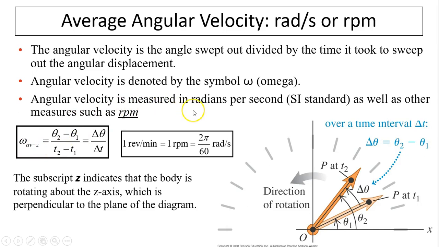Angular velocity also can be measured in RPM. So in this equation, it's radians per second. RPM is revolutions per minute. In one revolution, there are 2 pi radians, and 1 minute has 60 seconds. So 1 RPM equals 2 pi over 60 radians per second. We have this z subscript. Z indicates that the body is rotating about the z-axis, which is perpendicular to the plane of the diagram. It's coming out of the screen in this case.